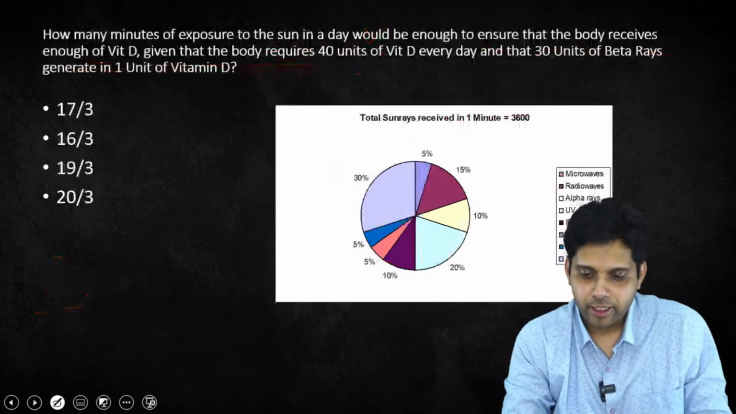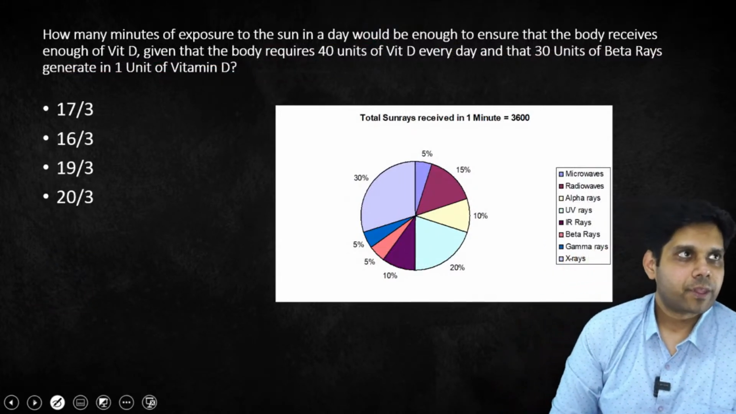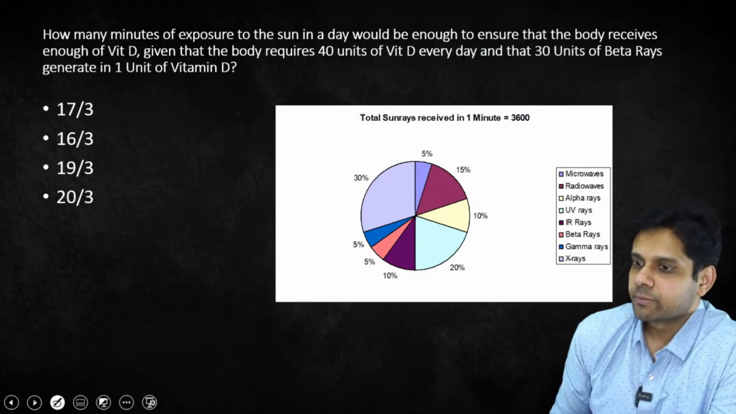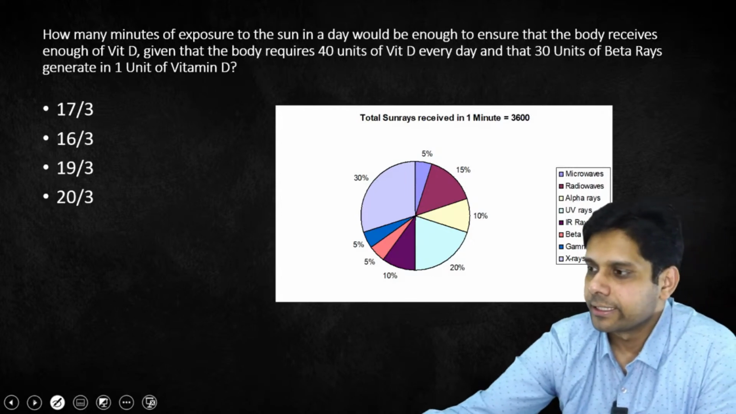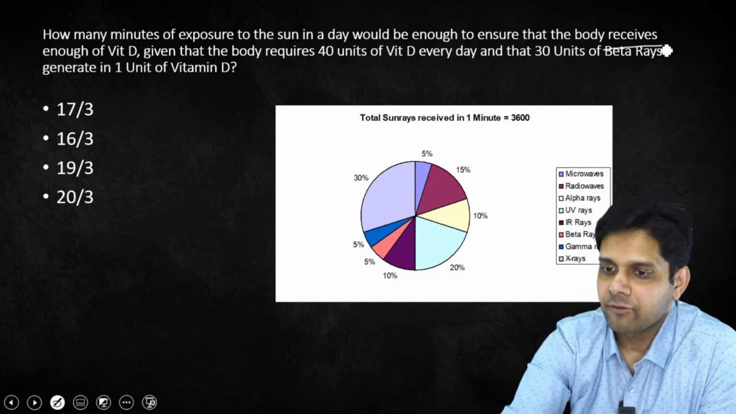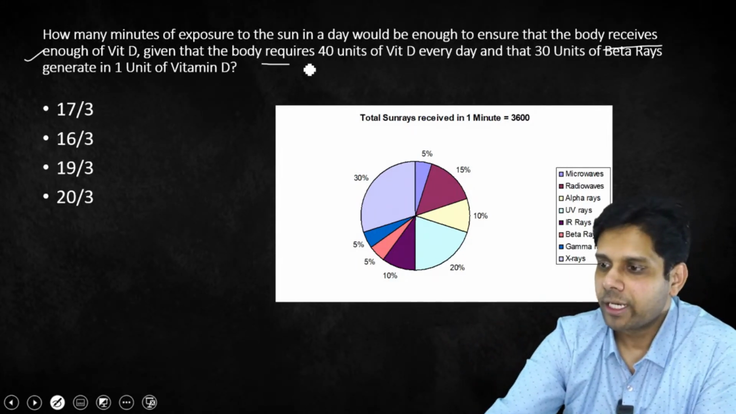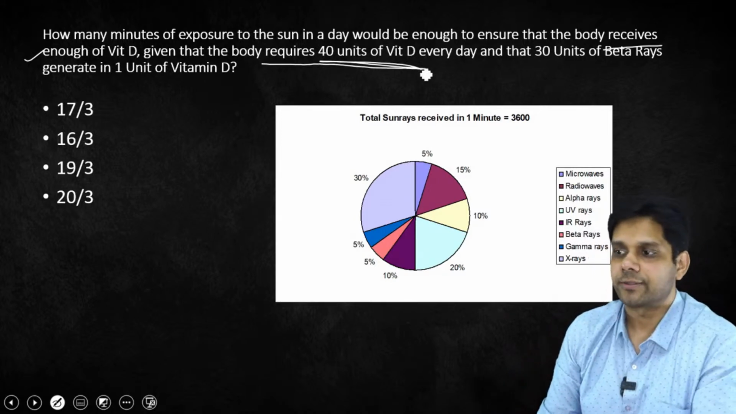Fine. Now, similar question, almost the same data. Let me just move out of the screen. How many minutes of exposure to the sun in a day would be enough that the body receives enough vitamin D? So obviously we know vitamin D is required. Given that the body requires 40 units of vitamin D every day.